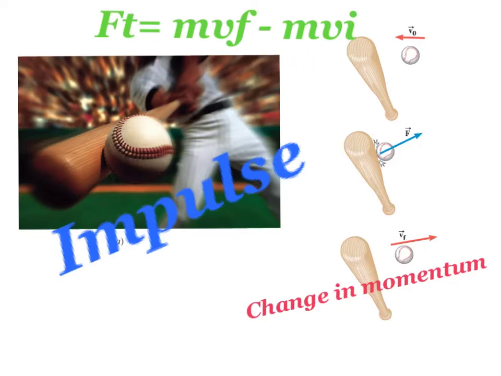A good example of this is when you hit a baseball with a baseball bat. You apply a force over a period of time. The baseball has an initial velocity, in this example to the left. You apply a force on it to the right, and then the velocity changes direction and sometimes even magnitude, and the baseball goes in the other direction, and that represents a change in momentum.